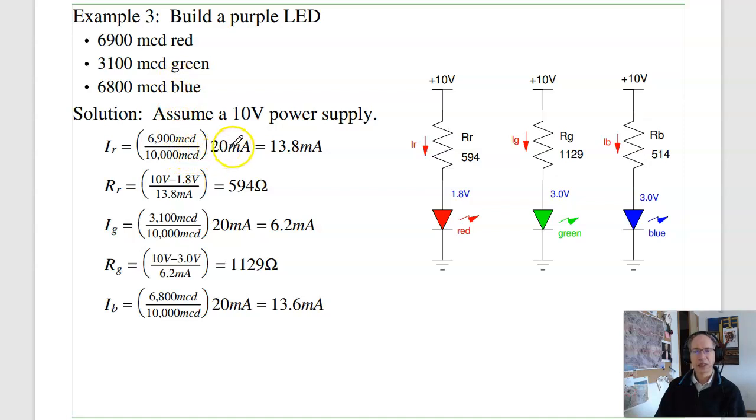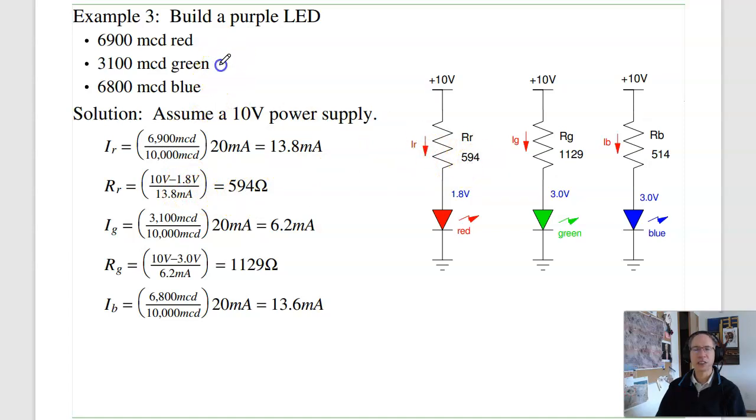then 20 milliamps is 10,000 millicandles. For 6,900 millicandles, I want 13.8 milliamps in red. The resistance that I need: the red LED has got a 1.8 volt drop across it, so the remaining voltage is across the resistor. The remaining voltage at 13.8 milliamps gives you 594 ohms.